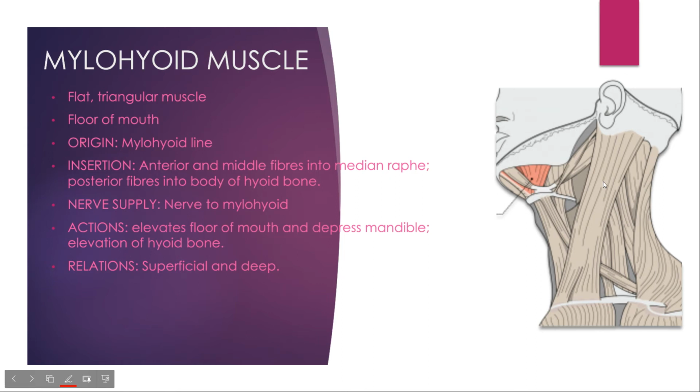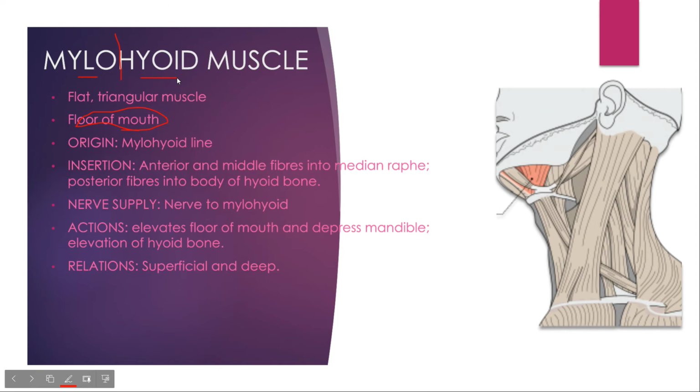Next we are going to see about mylohyoid, which is a flat triangular muscle. The 2 mylohyoid muscles, right and left, join to form the floor of the mouth. It is very important: the floor of the mouth is formed by the mylohyoid muscle. The name itself signifies mylohyoid line to hyoid bone. Its origin is from the mylohyoid line of the mandible. Its fibers run medially and slightly downwards.